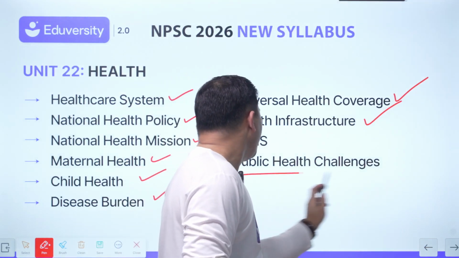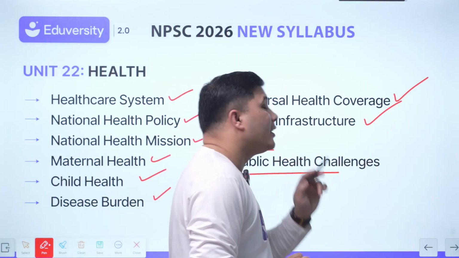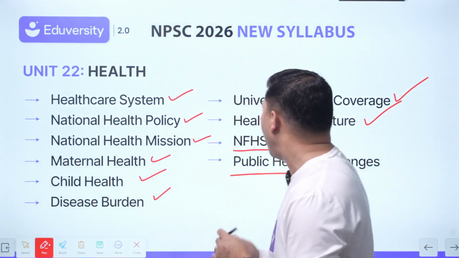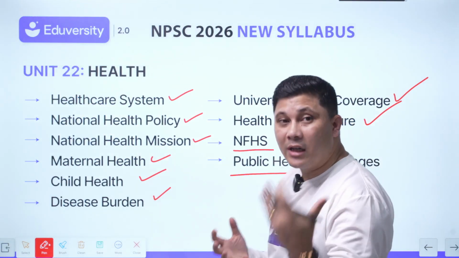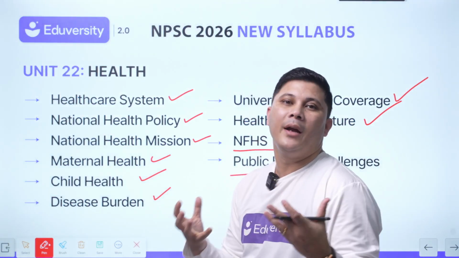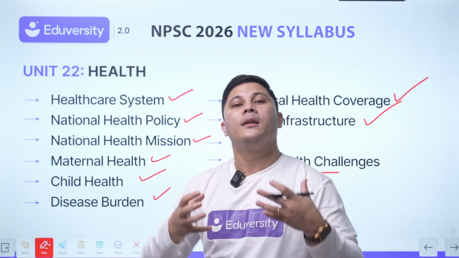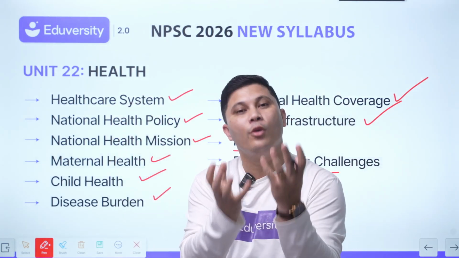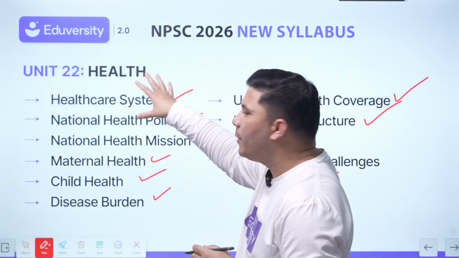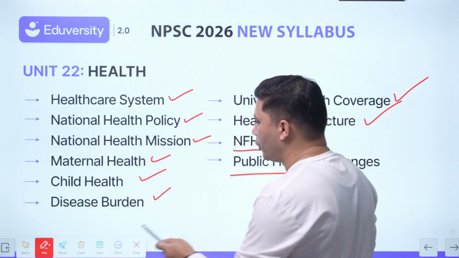After that, public health challenges, NFHS, you got a point, right? So how the National Family Health Survey is helping the government understand the health infrastructure and health domain in India, and what policies they are coming up with. So it is a very important unit under social justice.